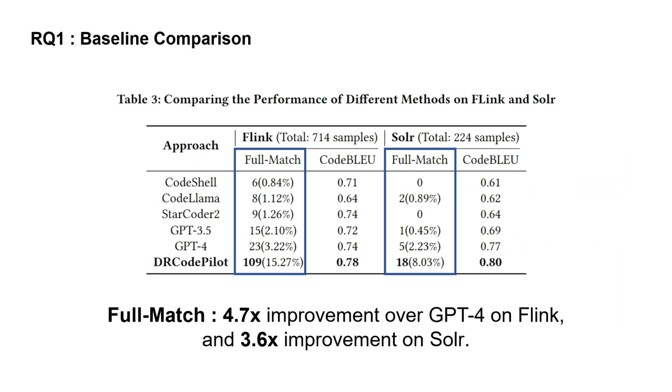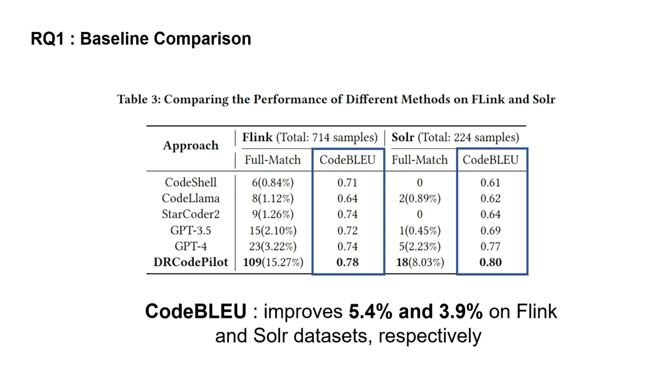In comparisons with various advanced code models, DRCodePilot demonstrated outstanding performance, improving by 4.7 times on Flink and 3.6 times on Solr for full match. As for CodeBLEU, the scores increased by 5.4% and 3.9% on the Flink and Solr datasets, respectively.